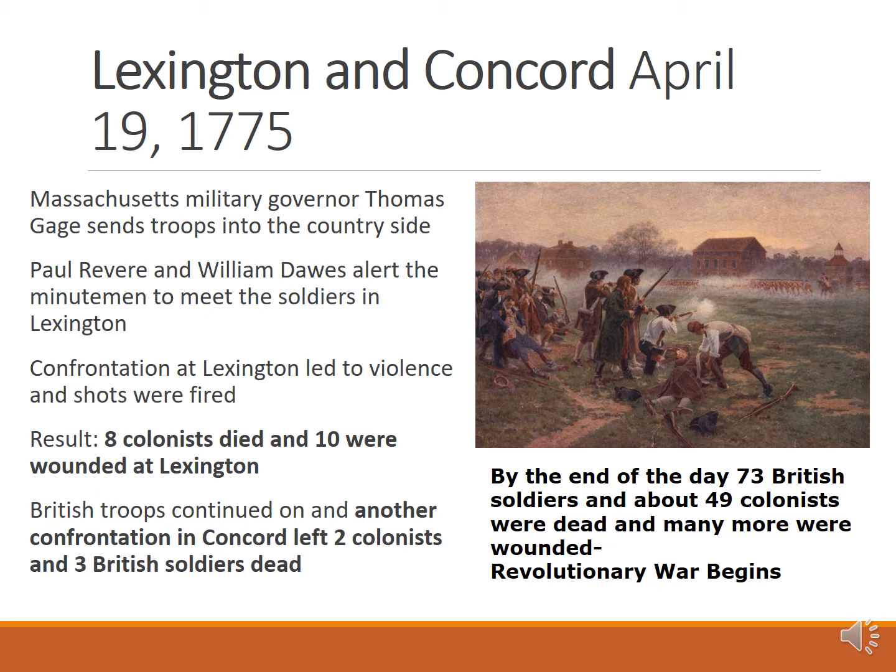Now, what ends up happening is that the British, after Concord, are forced to retreat because they are being surrounded and ambushed by colonists. And they begin to retreat back to Boston and they're marching down the road. You know, they're very noisy and obviously they're easy to see because they have these bright red uniforms on. And by the end of the day, 73 British soldiers will be dead and 49 colonists, and the Revolutionary War will have begun.